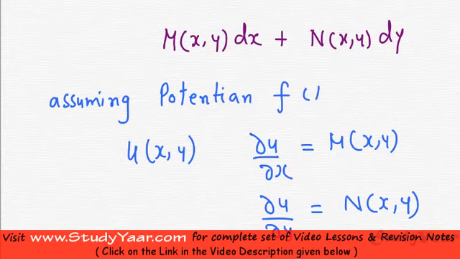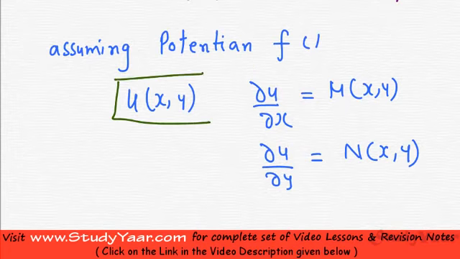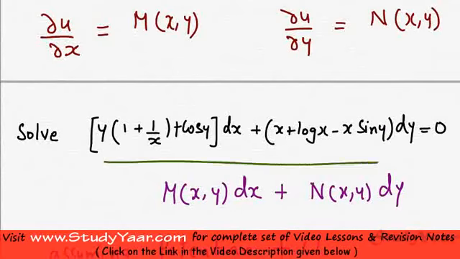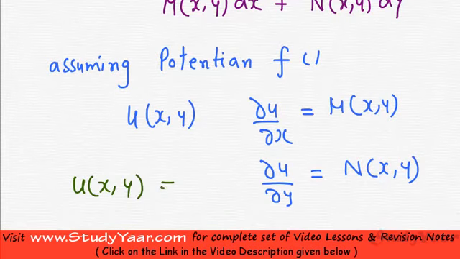Now my problem is basically about finding this potential function. Once I have found this potential function, the solution of this differential equation is going to be u(x,y) equal to a constant, as we discussed earlier. So let us try to find this potential function.